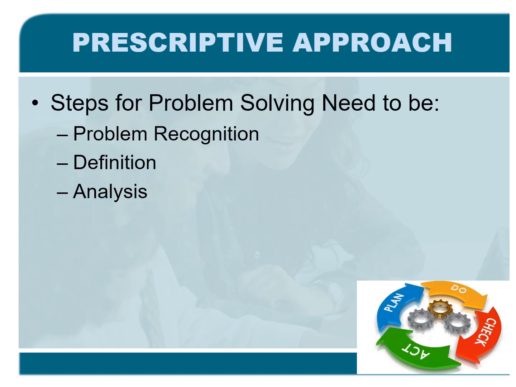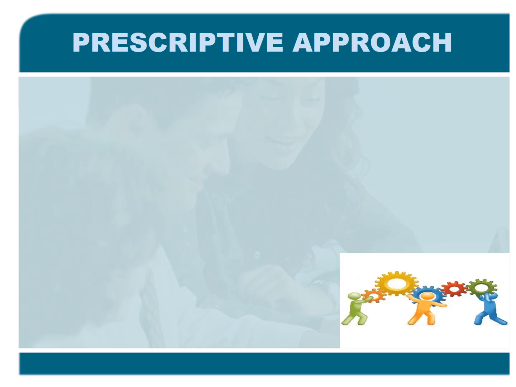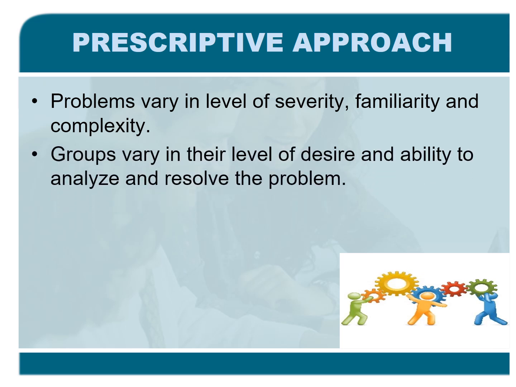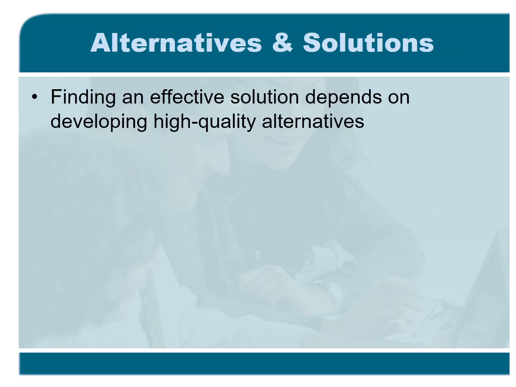Steps for problem solving need to be problem recognition, definition of the problem, and an analysis of it, and often teams rush through the steps, focusing on the symptoms rather than the actual root cause. Problems may vary in the level of severity or familiarity, or could even be more complex. Groups vary in their level of desire and ability to analyze and resolve the problem because it might be too complex. Experience and performance may vary. An overconfident group may ignore some steps or problems. Finding an effective solution depends on developing high-quality alternatives.